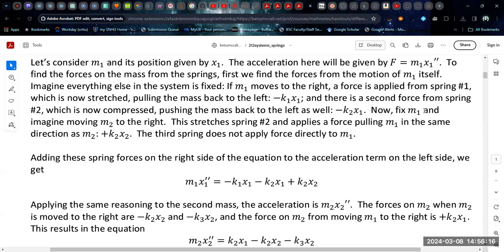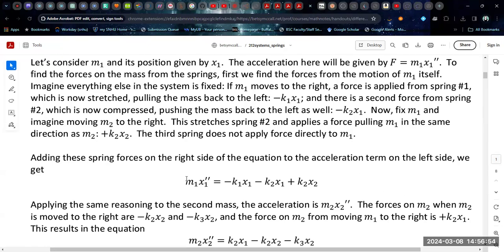Now, if we fix m1 and we imagine that m2 is moving, then this also is going to stretch the spring in the middle. And so then that's also going to result in a force being applied to m1. So that's going to add k2 times x2. Now, the third spring does not directly apply force to m1. That will apply to the position of m2. We'll get the system of interacting variables, but the application of force is only indirect, not direct.